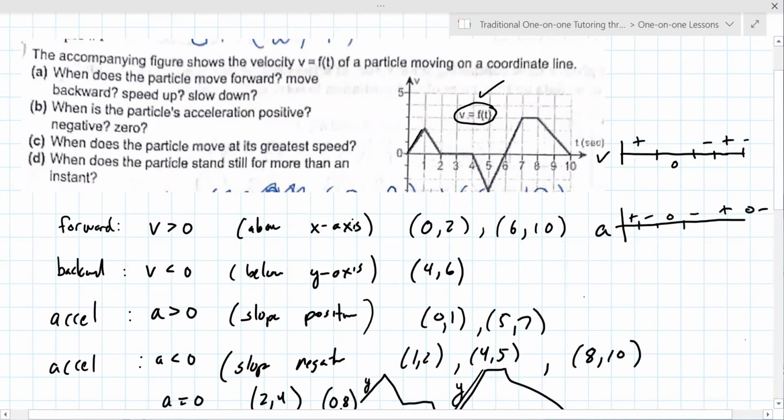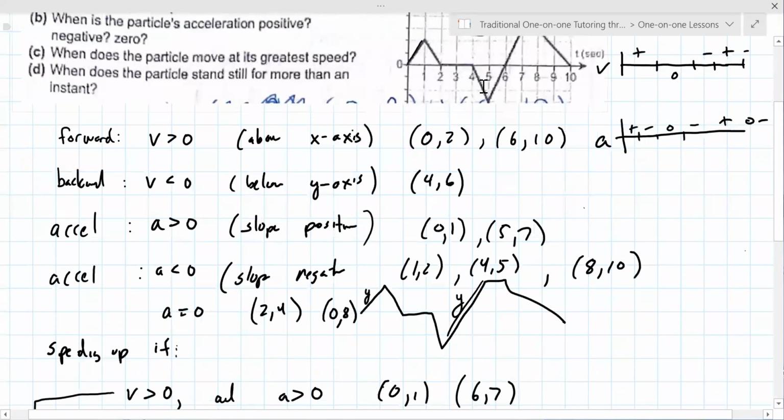So from 0 to 1, it's positive velocity and acceleration is positive, so it's speeding up. 1 to 2, it is positive velocity, but acceleration is negative, so it's slowing down. 2 to 4, it's not moving because velocity is equal to 0. 4 to 5, it has negative velocity because it's down here, and acceleration is negative, so it's speeding up in the negative direction.